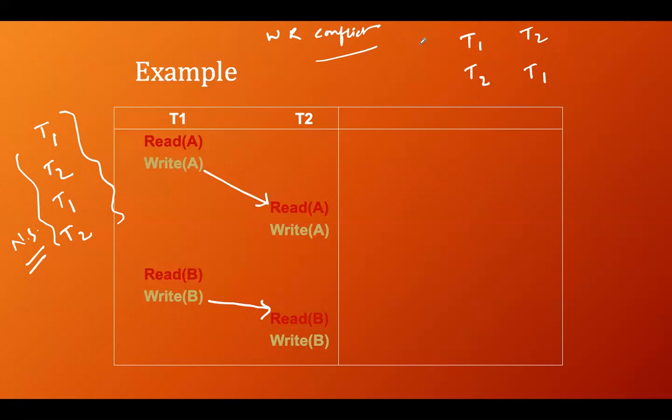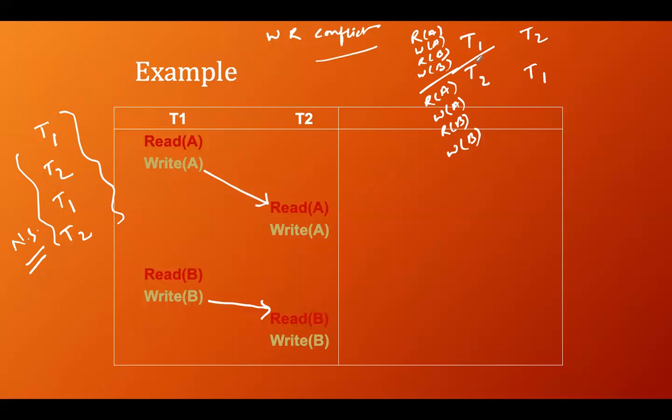So if I do this, here we have read A, write on A, then read B, write on B. This is T1. Okay. Now what is there in T2? Read on A, then there is a write on A, then there is a read on B, then there is a write on B. Here also, does the same thing exist or not?